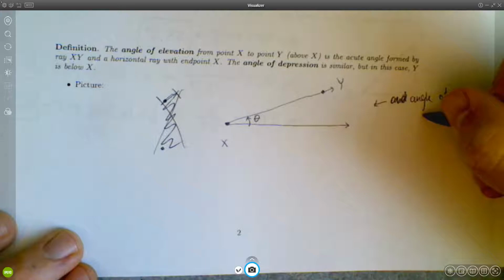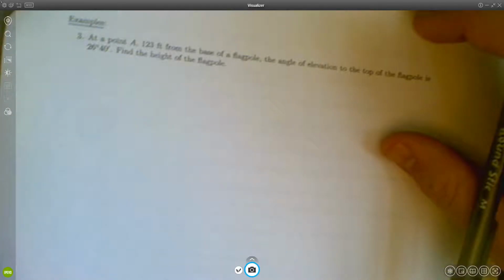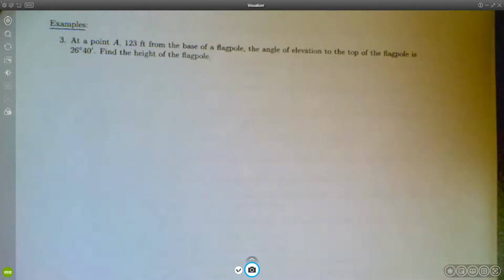With that in mind, let's take a look at a couple examples. So number 3 says, at a point A, 123 feet from the base of a flagpole, the angle of elevation to the top of the flagpole is 26 degrees 40 minutes. Find the height of the flagpole.